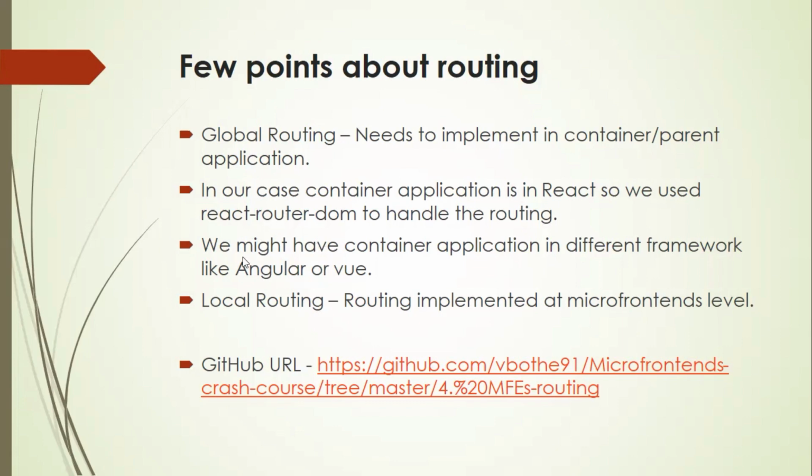But we might have different cases, or different combinations. Like we might have the container application created in Angular or Vue.js, right? So considering that, we need to implement the global routing as per the framework we are using for the container application. We can also have local routing. Local routing means the routing needs to be implemented at the micro front end level, right? If you have multiple micro front ends and any of the micro front ends needs its own internal routing, that can be implemented at the application level itself.